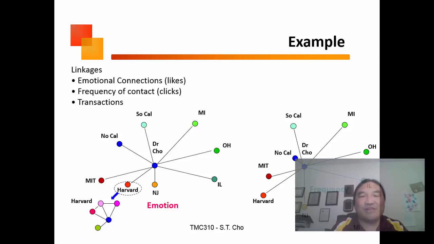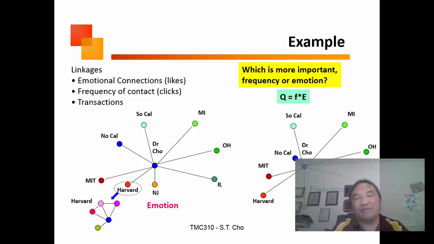That's where my sister-in-law is, who introduced me to my wife, and she actually used to work for me. And so the question is what's more important? Is it about frequency or emotion? Do they impact each other? The more emotion I have, the more frequency.